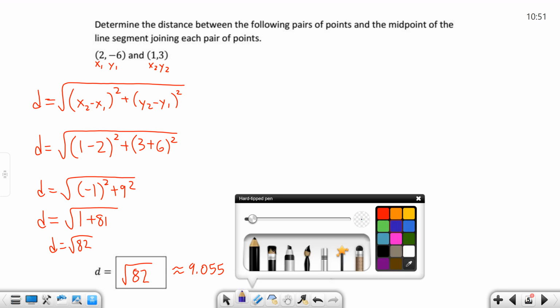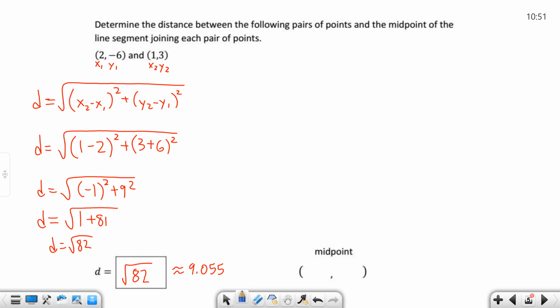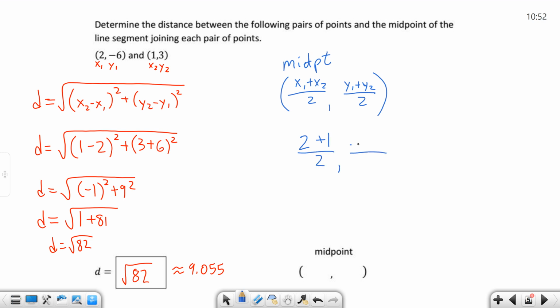So now let's go to the midpoint. All right, the midpoint is going to be x1 plus x2 over 2 and y1 plus y2 over 2. So x1 is 2 plus 1 over 2. And then this is going to be negative 6 plus 3 over 2. And they're still points. So this is going to be 3 over 2, comma, negative 3 over 2. And you really can't do anything else with that.